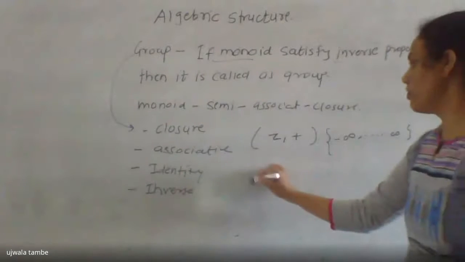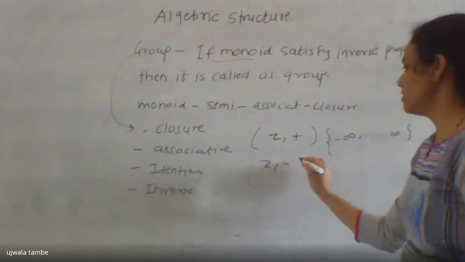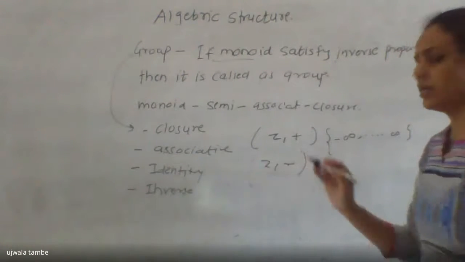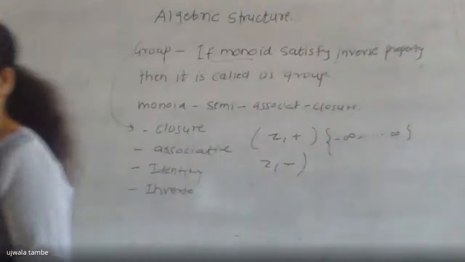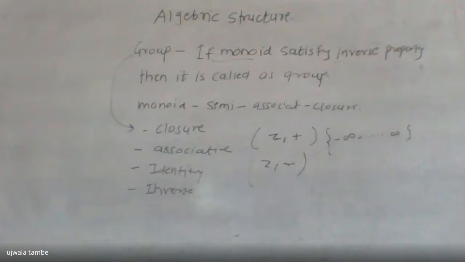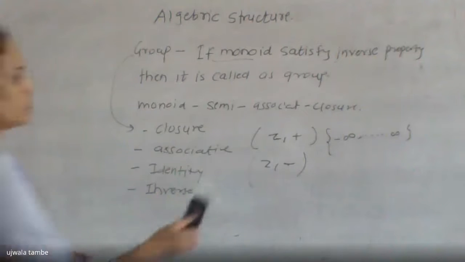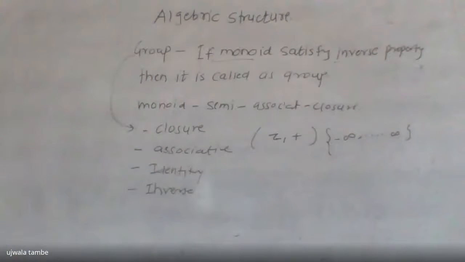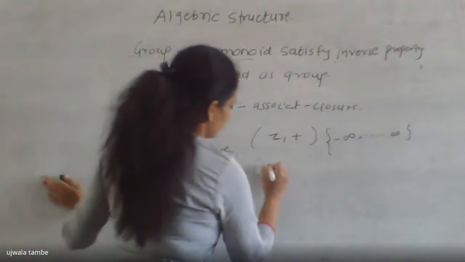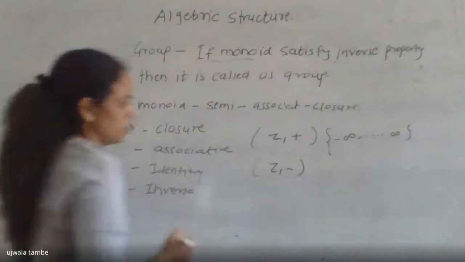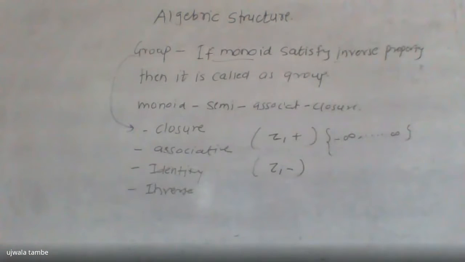Now check for Z comma minus. Z comma minus. Solve it carefully. Z comma minus. Start from the closure property.